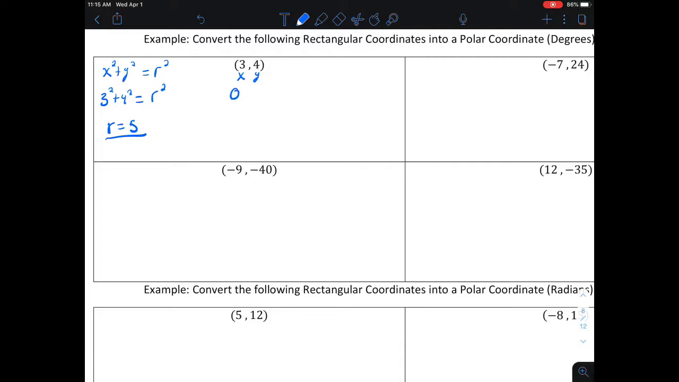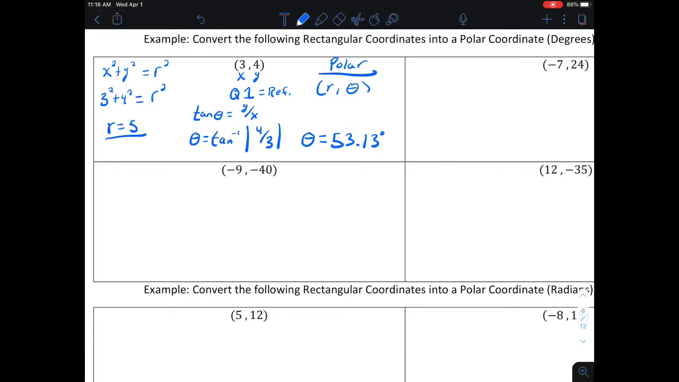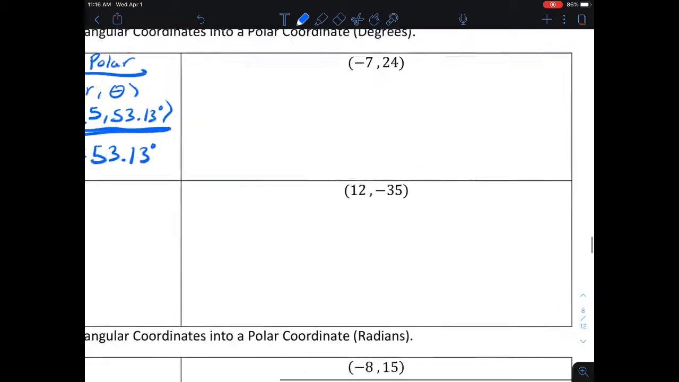This point lies in quadrant 1, and I keep that in mind so I know if I need to do any adjustments. Tangent of theta is equal to y over x, and we're going to do inverse tangent of the absolute value of y over x. Both x and y are positive, so it doesn't matter whether I have the absolute value there or not. In degrees, theta comes out to be 53.13 degrees. Because we're in quadrant 1, our angle is equal to the reference angle. So our polar point is r by our angle of revolution: 5 by 53.13 degrees.